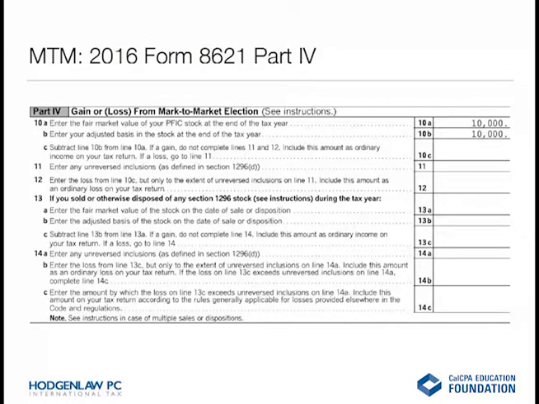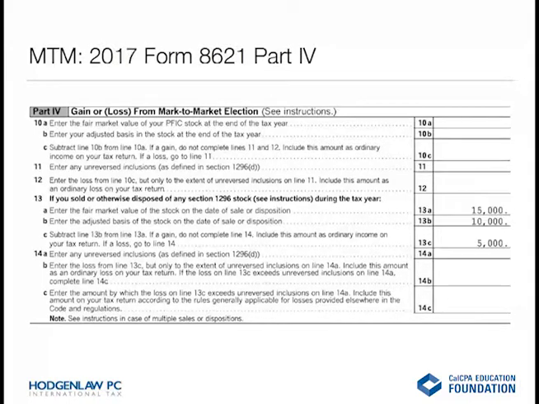2016, this is where everything stayed the same. You have market value 10,000, basis 10,000, no gain, no loss. And then the last year, line 13, where you sold the stock, that bold line there, this is where you fill out market value on date of sale, 15,000, basis 10,000, gain 5,000.